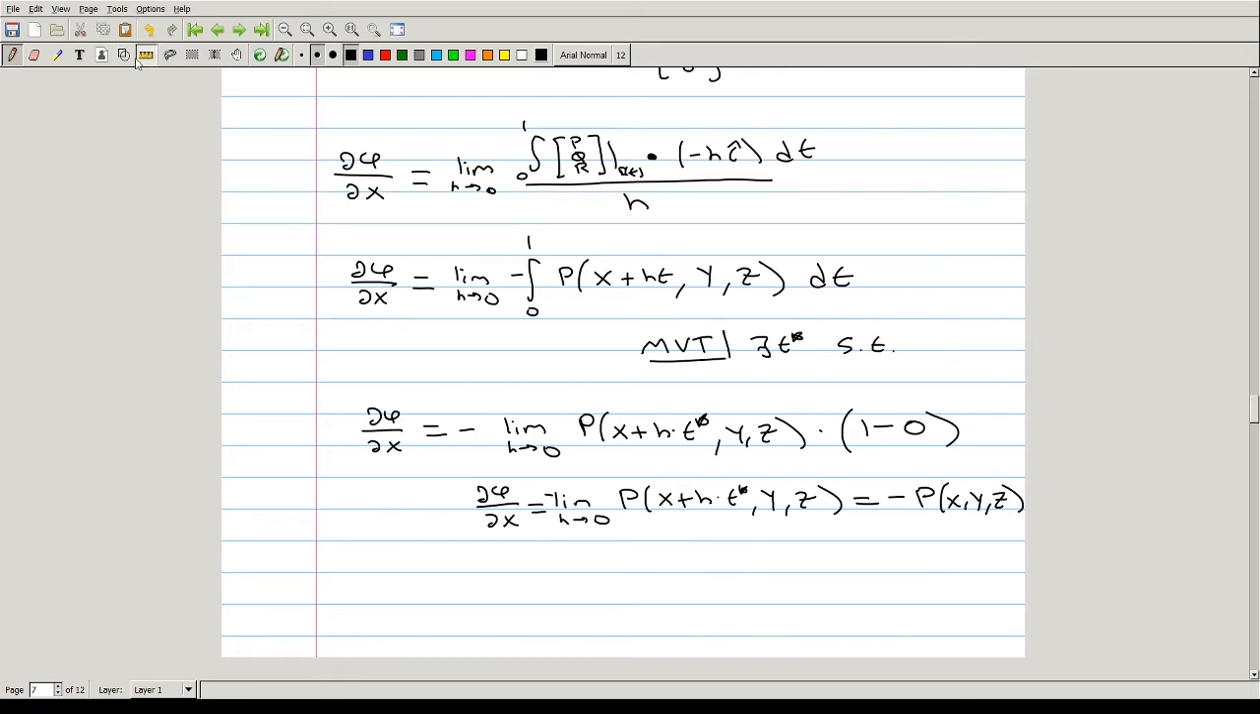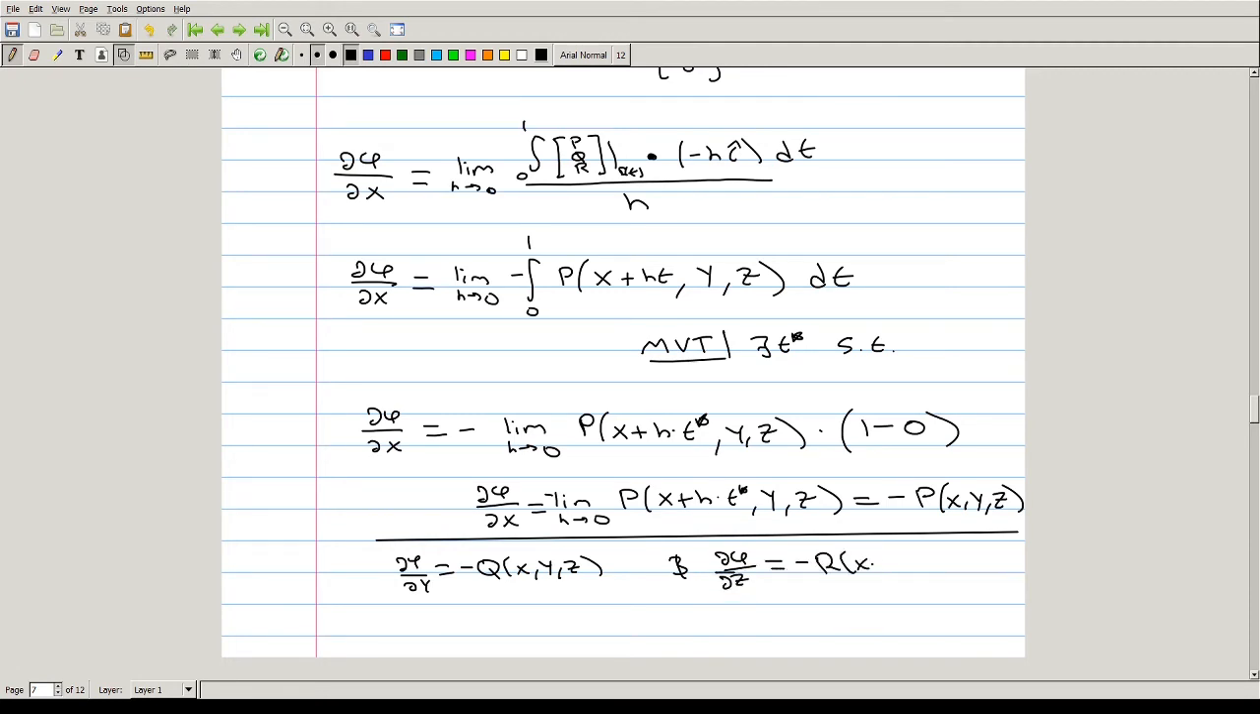And the conclusion here is that we can do the exact same thing for the y-axis and the z-axis as well. So using the exact same method and the exact same idea, we can go through and show that d phi dy is equal to negative q of x, y, z at every point in this domain, and that d phi dz is equal to negative r of x, y, z.